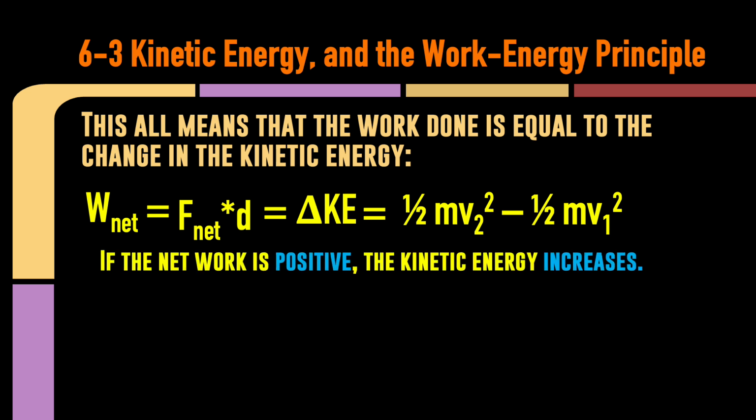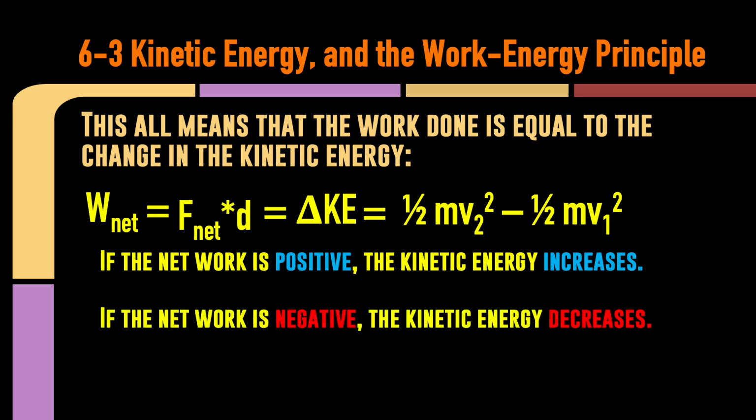And so if work is positive, the kinetic energy increases. My car went faster, if you will. And then if I have negative work, I am decreasing the speed. So for example, your brakes are taking energy away from your car. And your car obviously slows down, which is a decrease in kinetic energy.